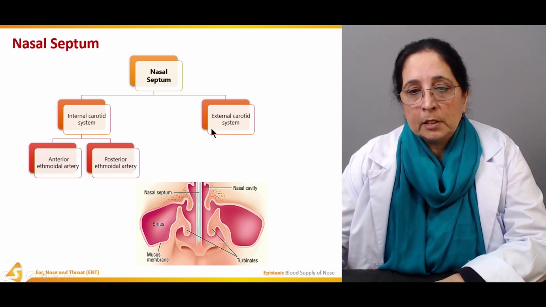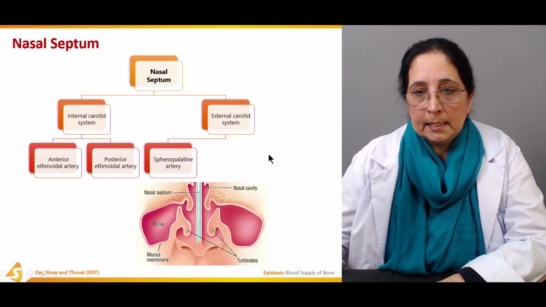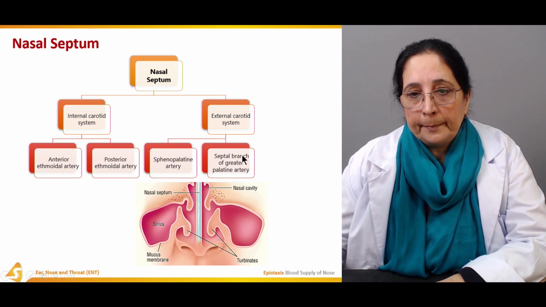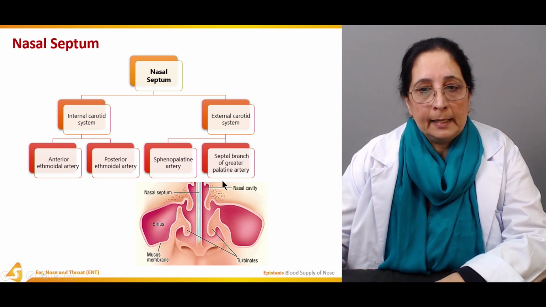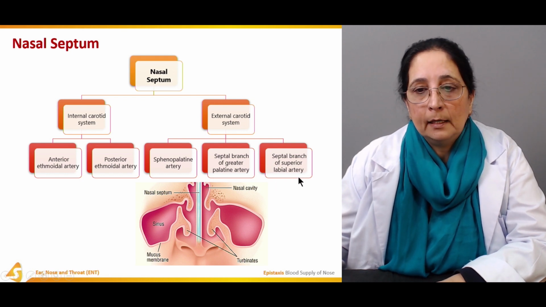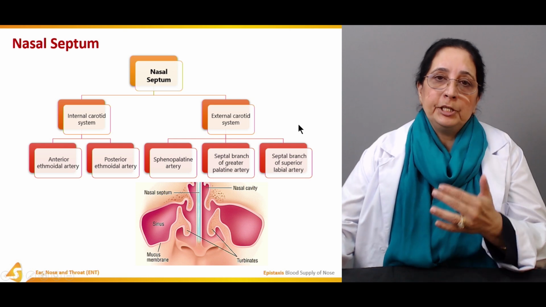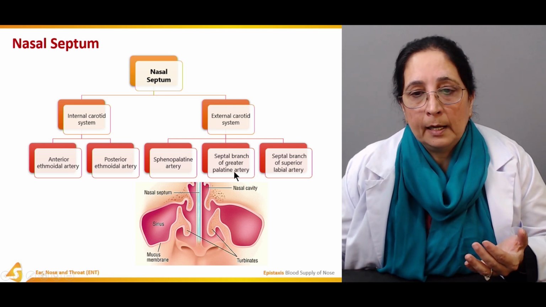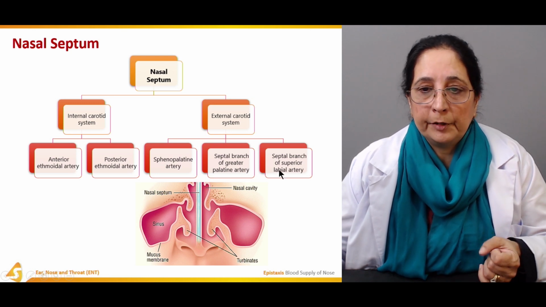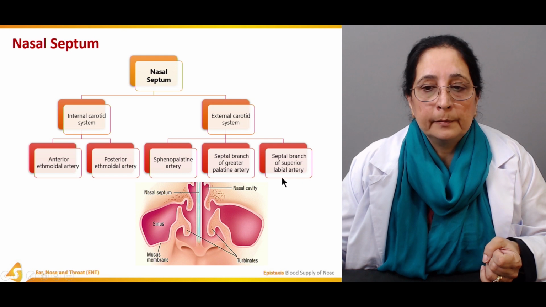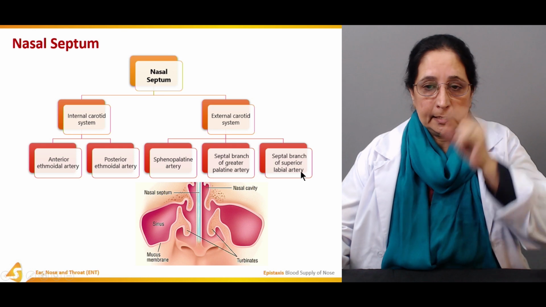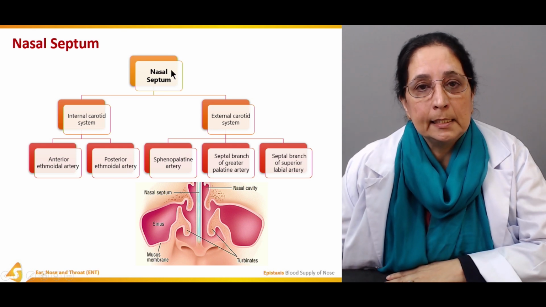The external carotid system that supplies the nasal septum has the sphenopalatine artery, the septal branch of the greater palatine artery, and the septal branch of the superior labial artery. So these are all the branches that come and supply the septum. One branch is from the greater palatine artery, the other branch is from the superior labial artery. Both of them come and supply the nasal septum.